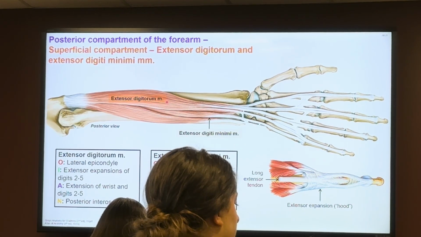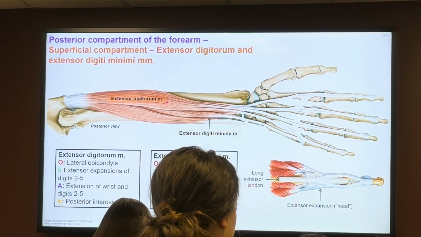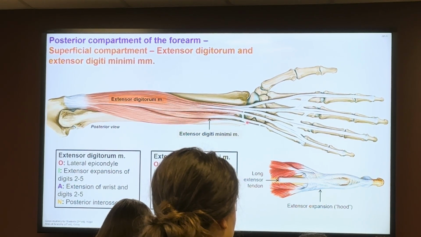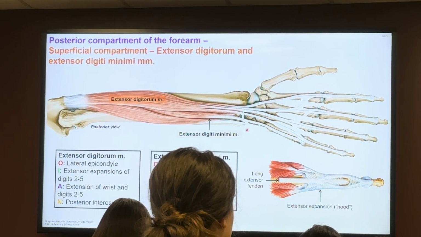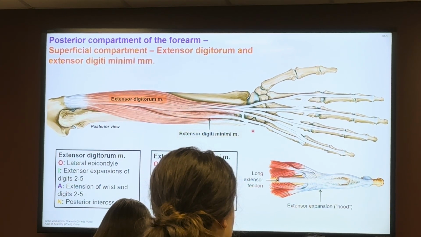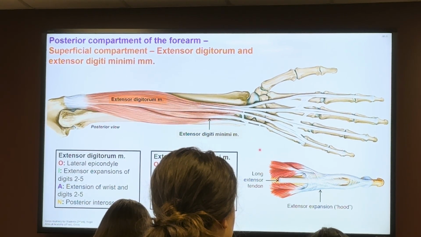Okay, so naturally extensor digitorum is going to help with digital extension. It crosses the wrist joint, as you can see, so it can't help but act on the wrist a little bit. So it'll help extend the wrist, and it'll help extend the digits. The way extensor digitorum inserts is it goes into this large sort of fanning expansion on the back of your fingers.